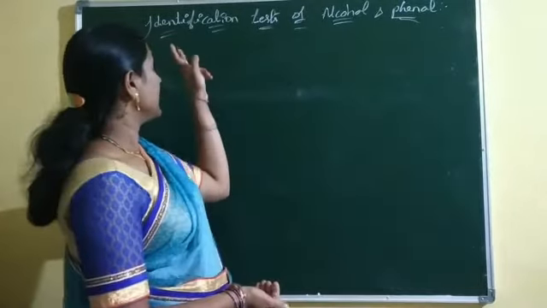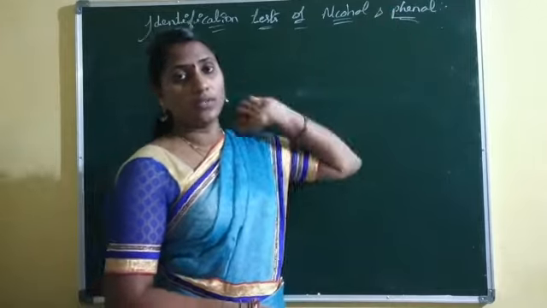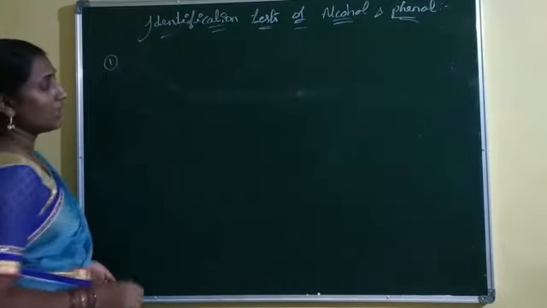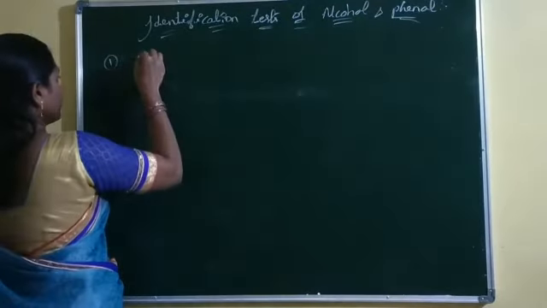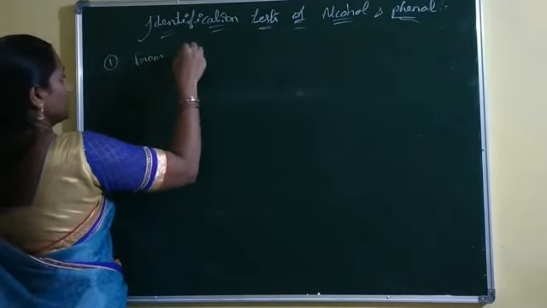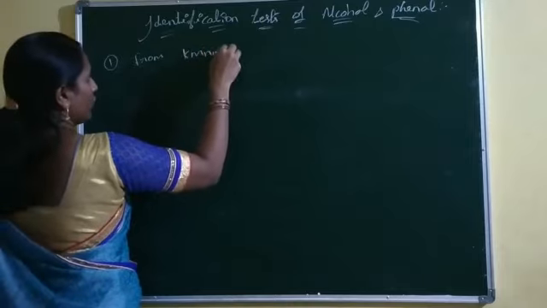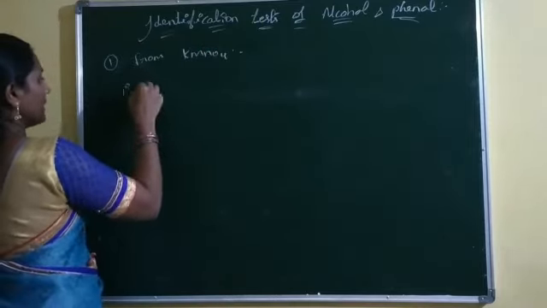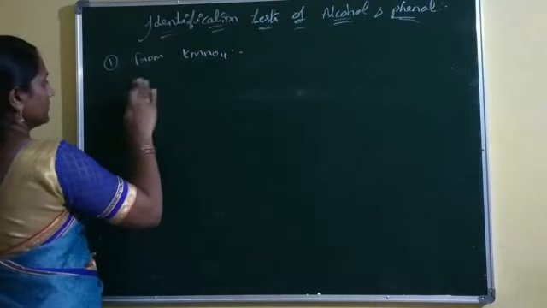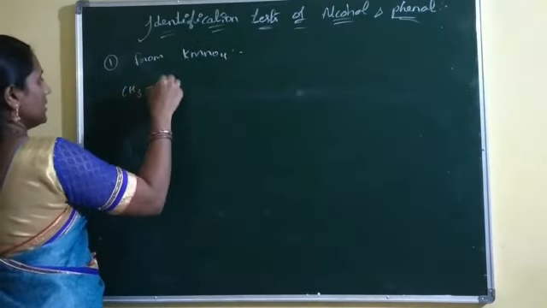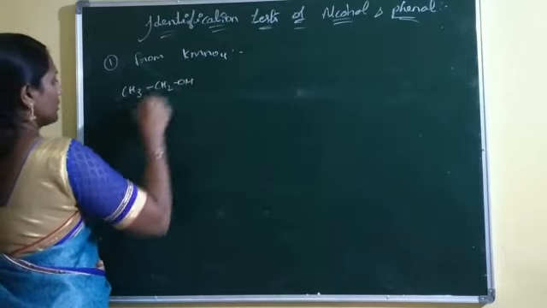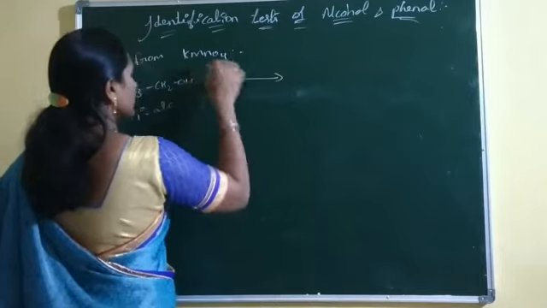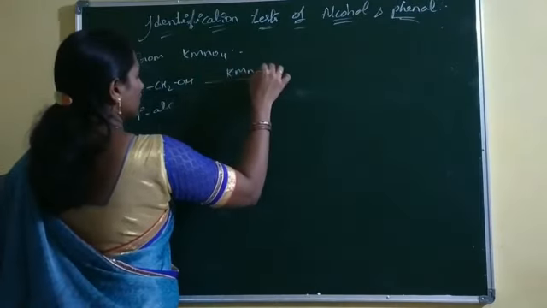Today we will discuss identification tests of alcohols and phenols. The first identification test of alcohol is from KMnO4. In this one, you take primary alcohol, CH3CH2OH. This primary alcohol undergoes oxidation with KMnO4.